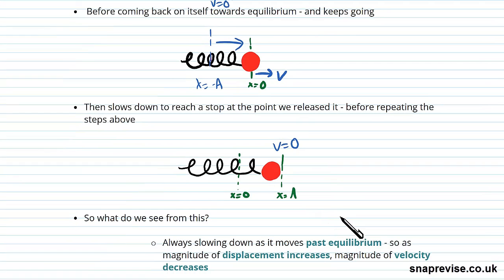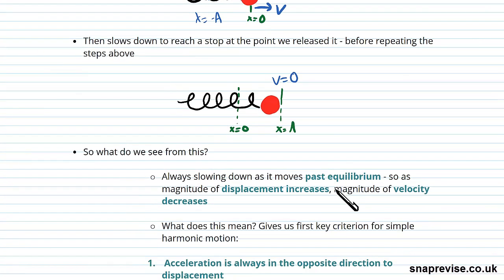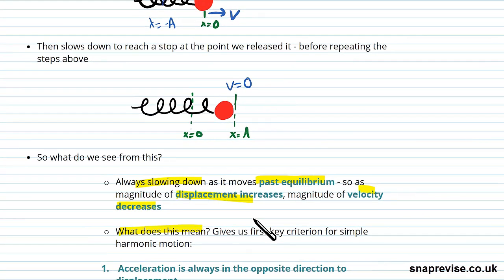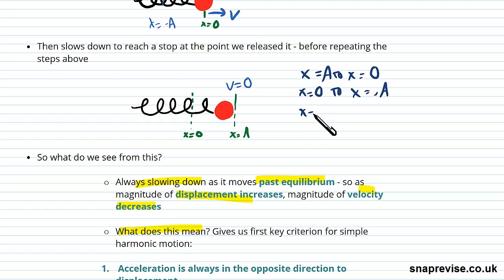So what do we see from this? Well, the main thing is that we're always slowing down as it moves away from equilibrium. As the magnitude of its displacement increases, the magnitude of its velocity decreases. So what does this mean? We're going to put up here exactly what it means. Basically, what happens to v as we go from x equals a to x equals 0, then from x equals 0 to x equals minus a, then from x equals minus a to x equals 0, and then from x equals 0 to x equals a.